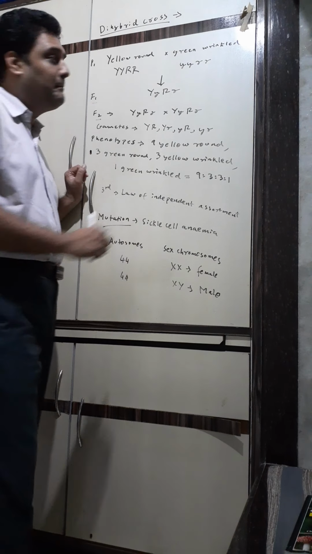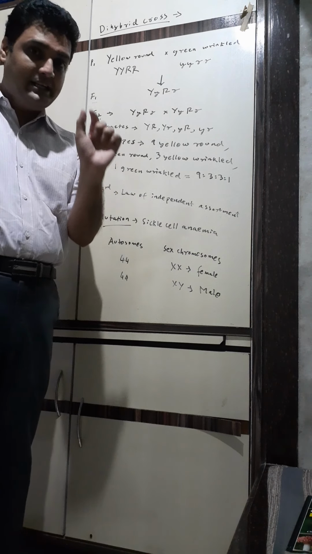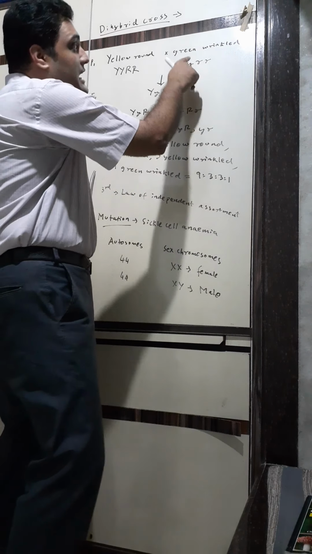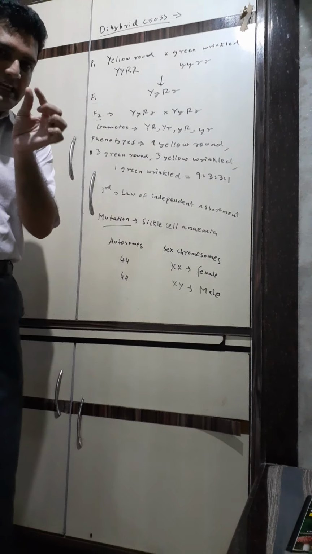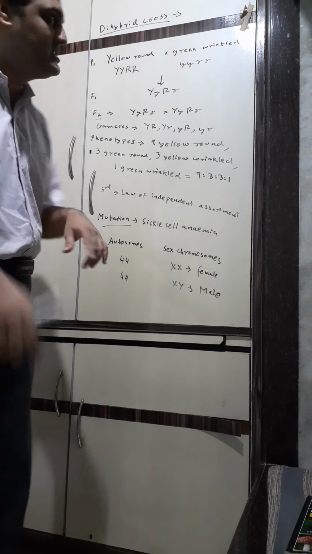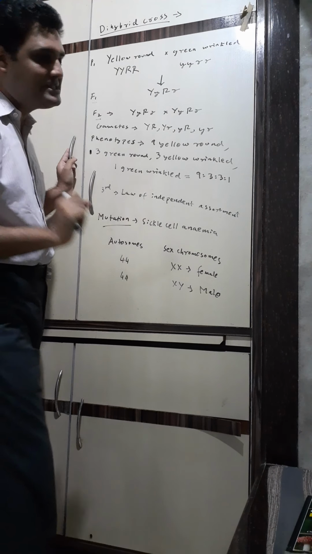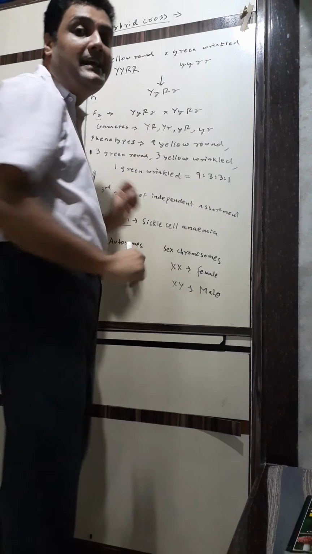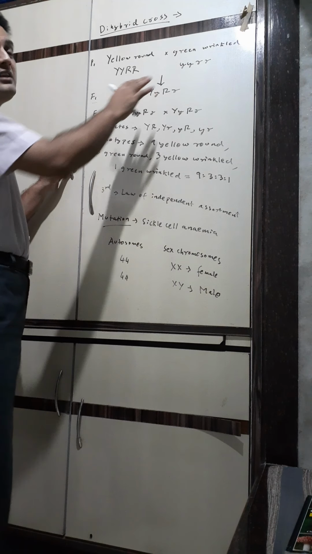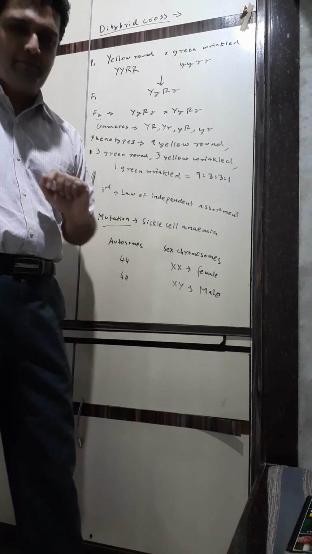He took a pea plant having yellow round seeds. They were yellow and they were round. And crossed it with another pea plant having green wrinkled seeds. Green and wrinkled. So I am considering two pairs of opposites here. Yellow and green is one pair of opposites, and round and wrinkled is a second pair of opposites. Therefore, children, this is called dihybrid cross.